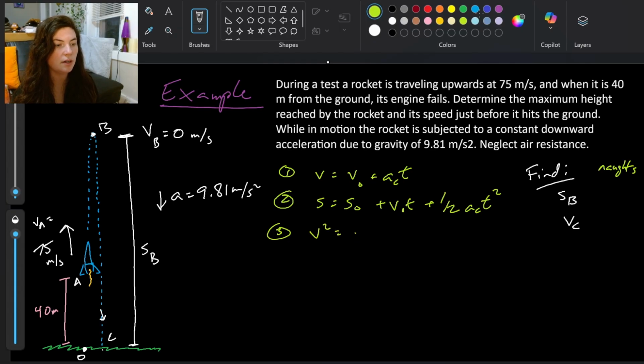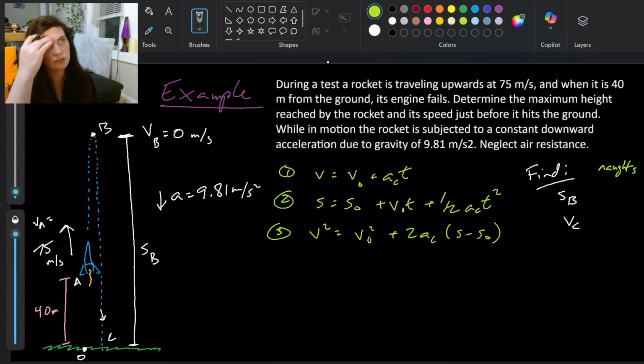We have v squared is v naught squared plus 2a(s minus s naught). So those are all of our special condition, constant acceleration, kinematic equations. So now for these two things that we need to find, is there a kinematic equation of the three that includes all of the things that we know and doesn't include one of the things that we want to know?